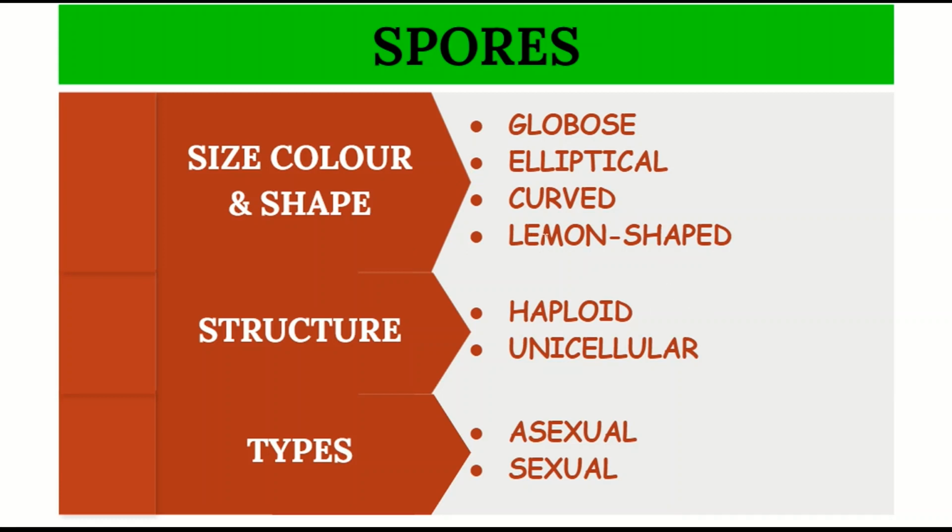Got it? Next we are going to discuss the types of spores. First is sexual, another is asexual. These are the two, and these happen the most.